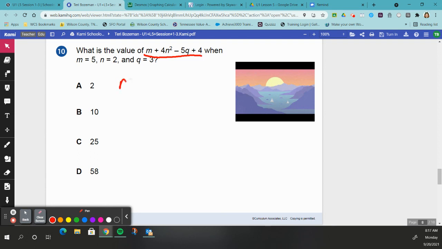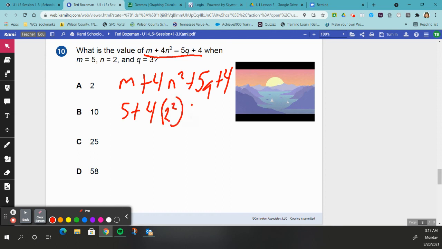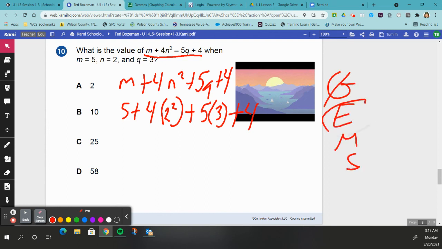So m plus 4n squared plus 5q plus 4, right? So m is 5 plus 4. n is 2, so 2 squared plus 5 times 3 plus 4. So now you are just following GEMS to find your solution. No groupings, but you are going to start with your exponent. So there's a little bit of help with your exit ticket. Make sure that you answer it to the best of your abilities.